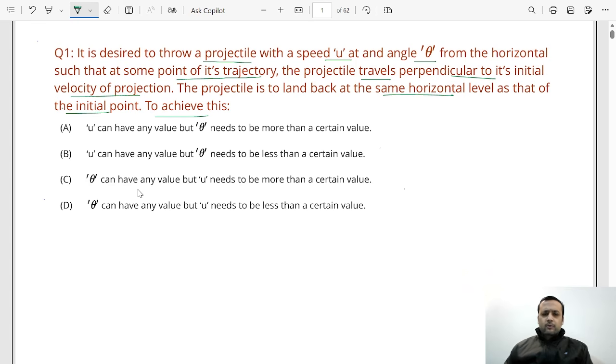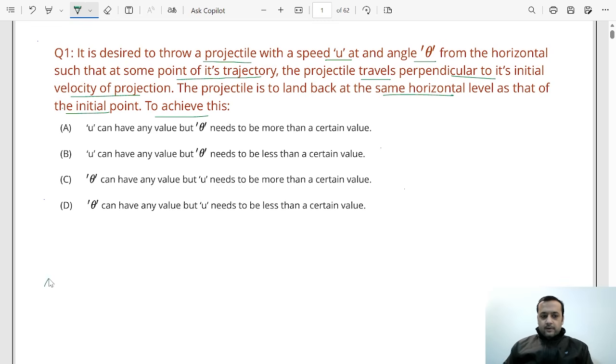So basically we have to talk about the conditions so that the velocity at some point of the trajectory can become perpendicular to the initial velocity. Now this question you can do by mathematics, and you can also do it by logic, by visualization. I'll tell you the visualization method because that is going to be very quick. Let's understand something over here.